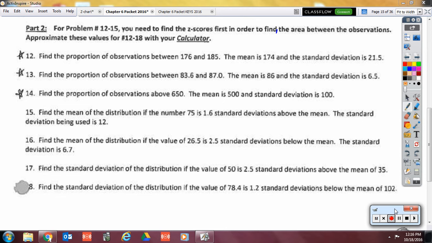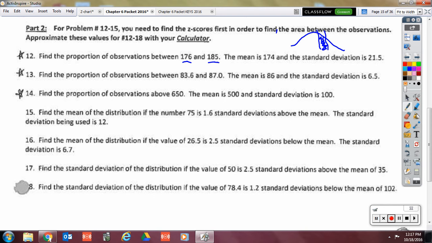So this first one says, find the proportion of observations between 176 and 185. So we know we've got an area, and we're going to have to find an area between two amounts. Okay, so that's what we've got to locate. What seems to be strange about numbers such as 176 and 185? What's weird about those?